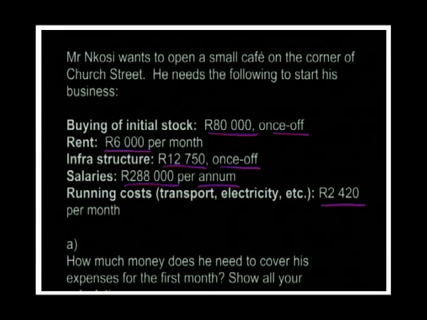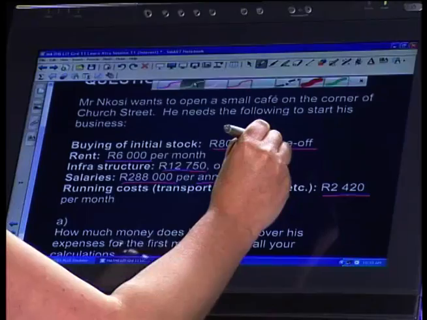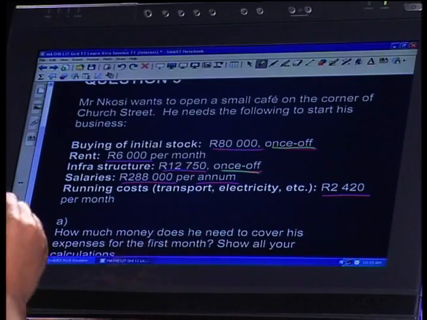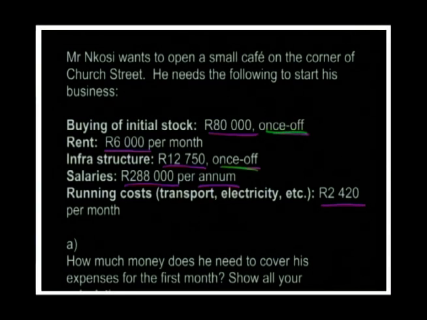2,420 per month. Now, when I read this information, I realized that there's a lot of things happening in this question. There's a lot of things that I need to look at. First of all, I've got 2 once-off fees, which I basically know he's going to pay at the beginning and he's not going to pay again. I've also then got per month and per month, which is perfect.